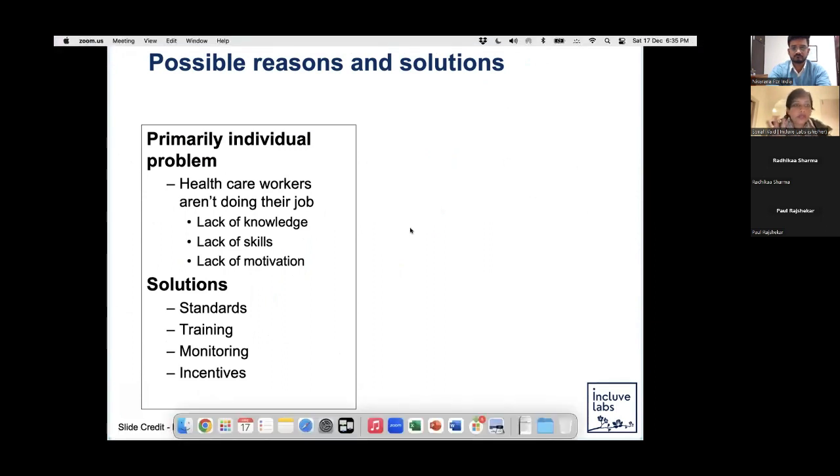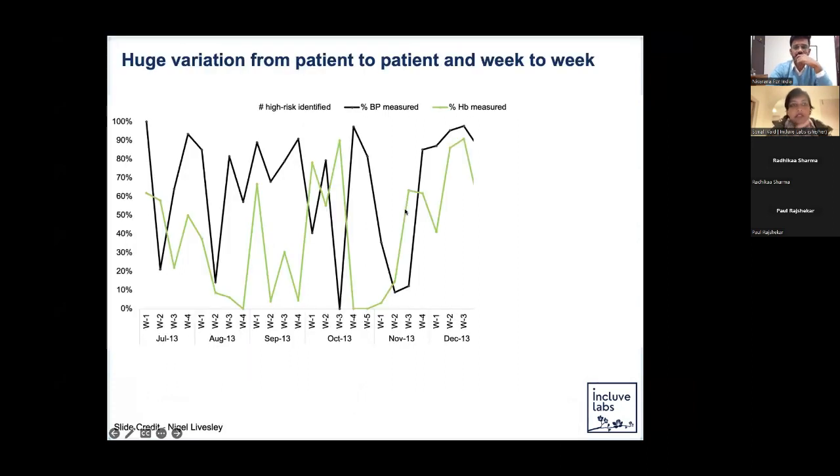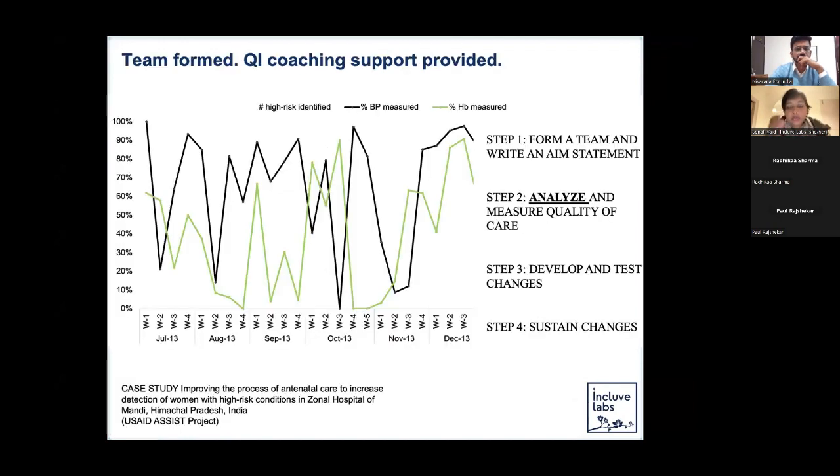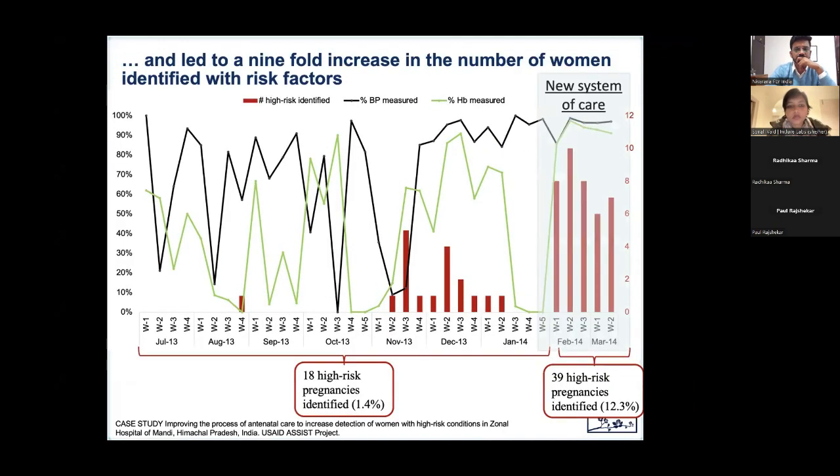What are our options when we look at this issue? We would like both lines to be consistently at 100%, but they are not. Plus, we are not identifying any high-risk patients.